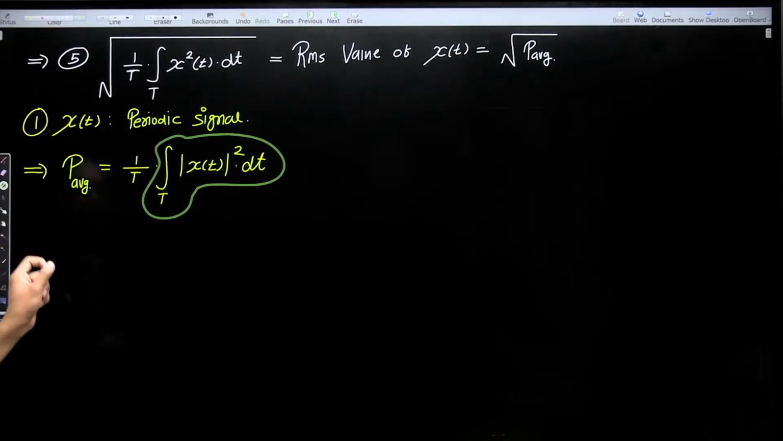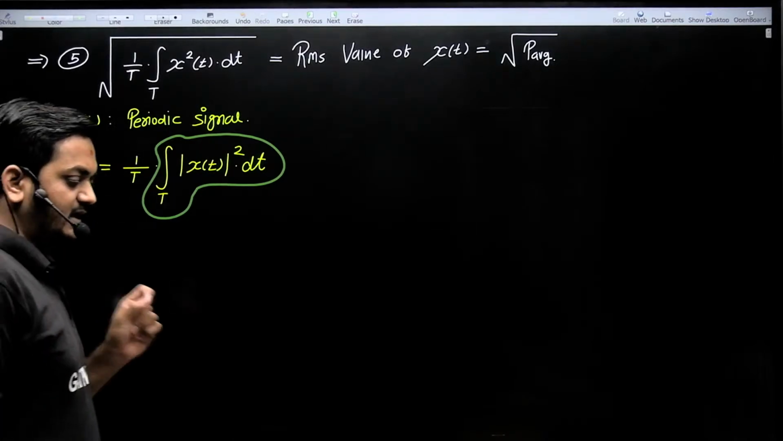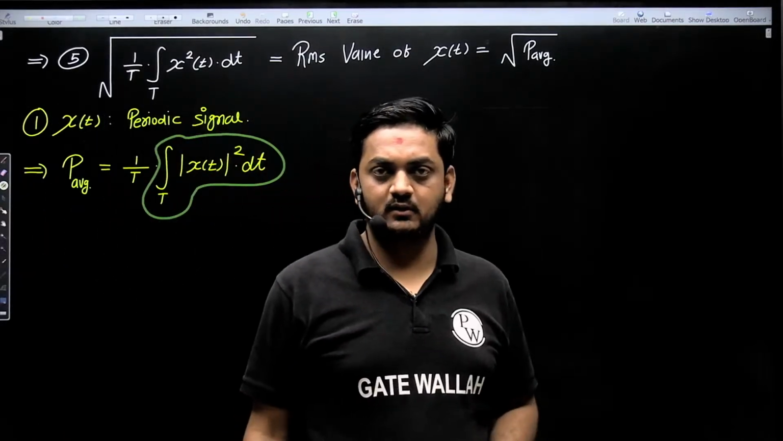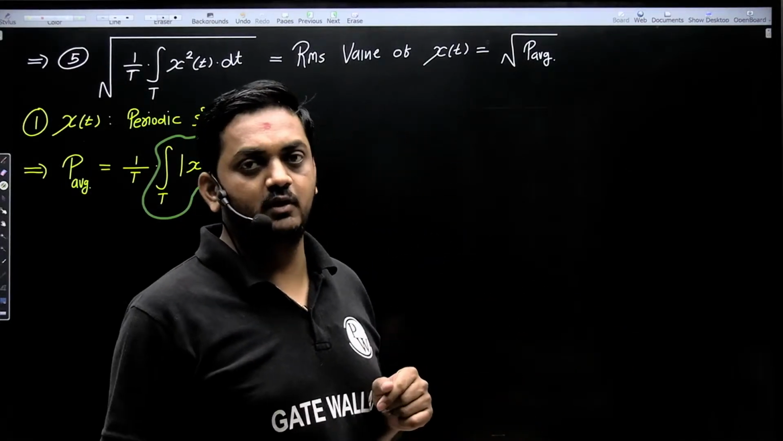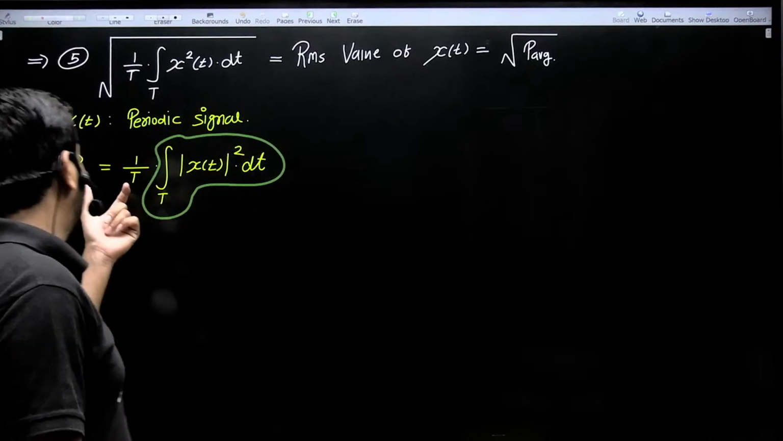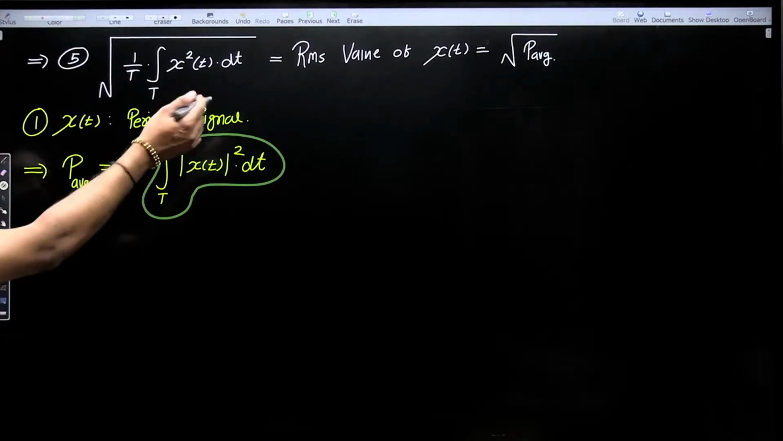So if you want to calculate the average power of a periodic signal, then simply you have to find the energy for one cycle of the periodic signal divided by the fundamental time period. So it gives average power. It is also known as mean square value. And if you take the square root of this mean square value or average power, then it becomes the RMS value.